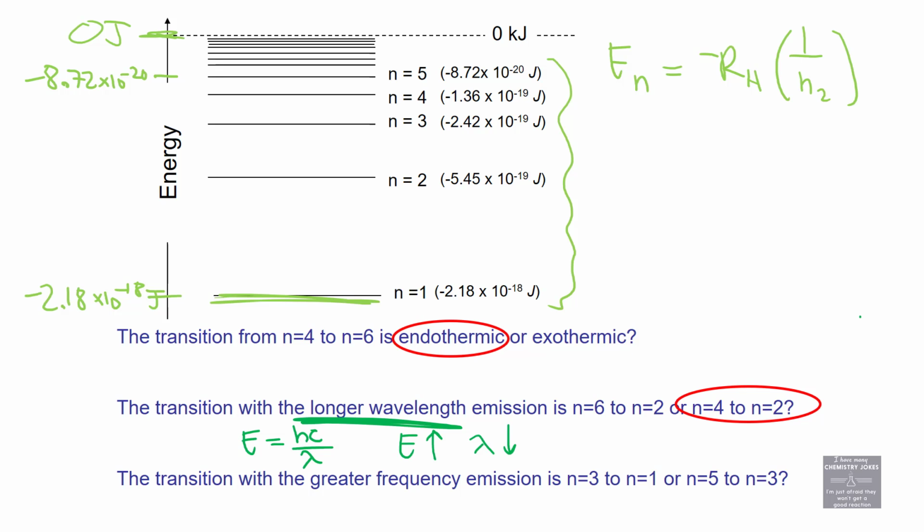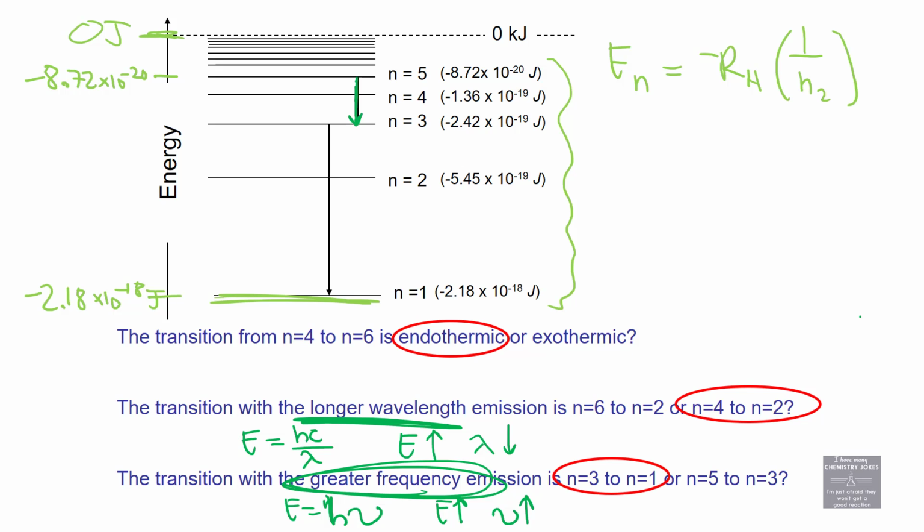The last question on here: the transition with the greater frequency, n equals 3 to 1 or 5 to 3. Here's 5 to 3 highlighted in green. Energy is equal to h times frequency, so as the energy gets bigger, the frequency gets bigger. For the greater frequency, we're looking for greater energy. Greater energy means the longer line. So that's 3 to 1, obviously.